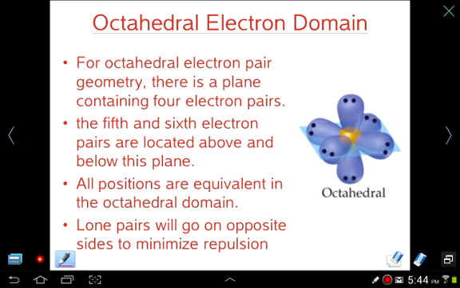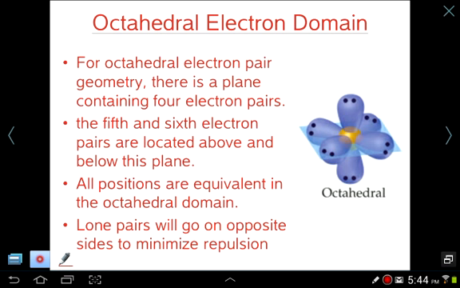The important principle here is that you got yourself 4 electron pairs situated in the center or on the equator, and then you have yourself one above and one below. So you also have equatorial, and you also have axial positions, but these equatorial and axial positions look a little different than the previous one.